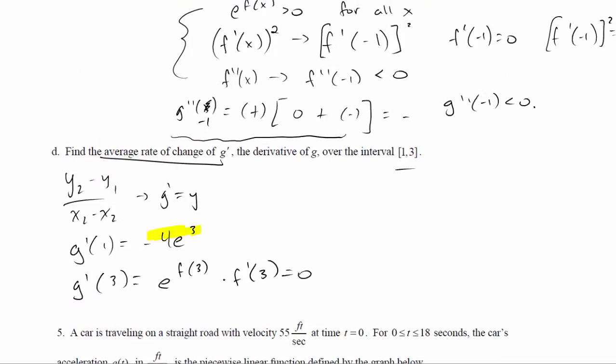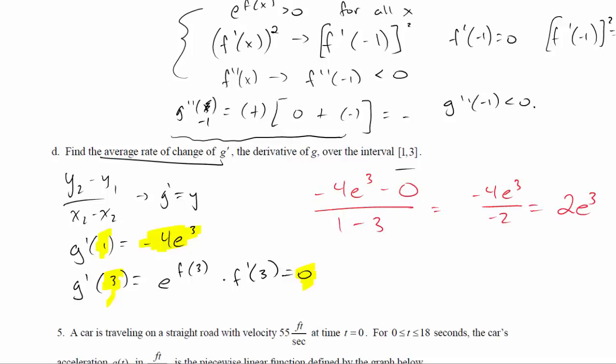So then I do y2 minus y1 over x2 minus x1 and see what happens. So negative 4e cubed minus 0 over 1 minus 3, which is negative 4e cubed over negative 2, which is 2e cubed. There's our answer.